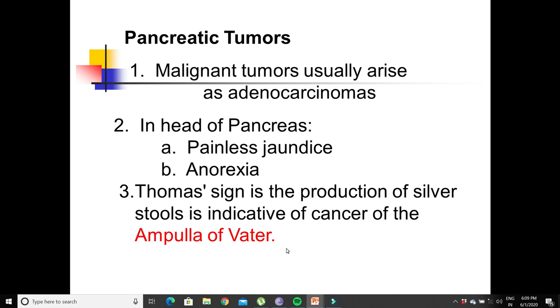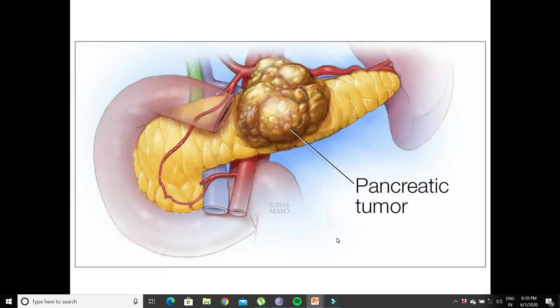So you can see the whole pancreas can result in carcinoma. And I think this is the pancreatic tumor.